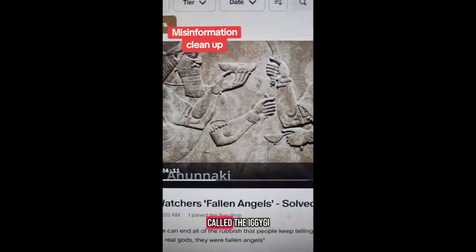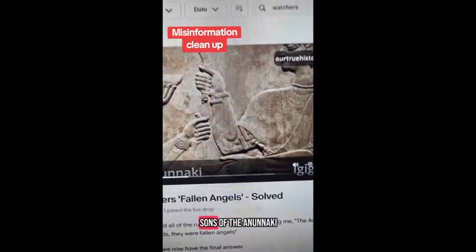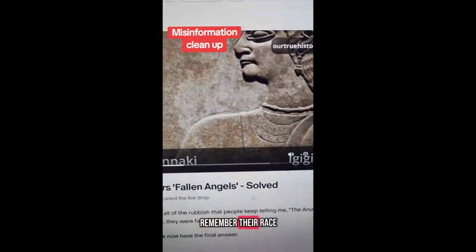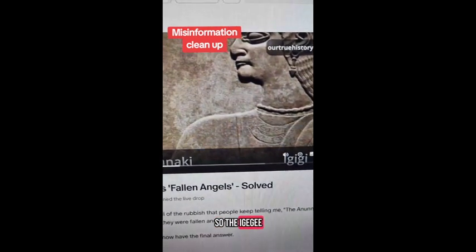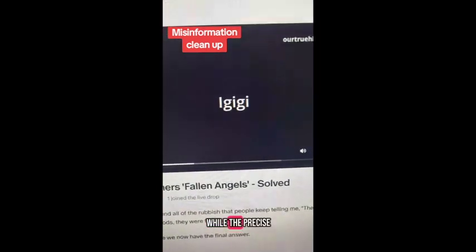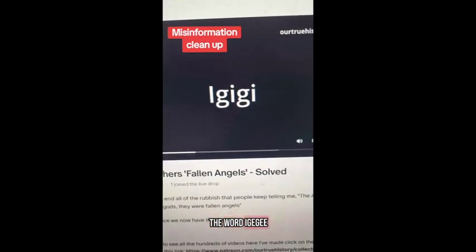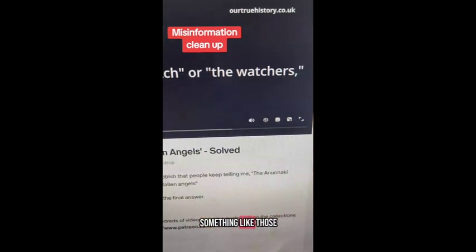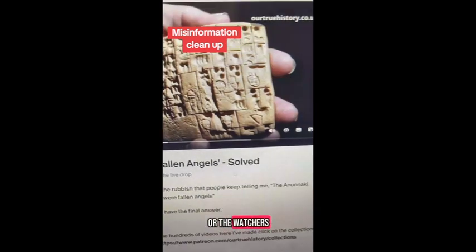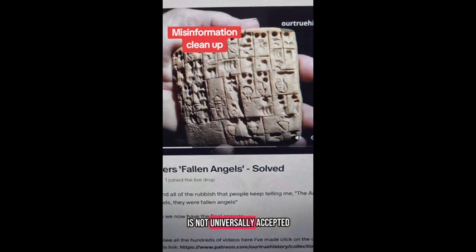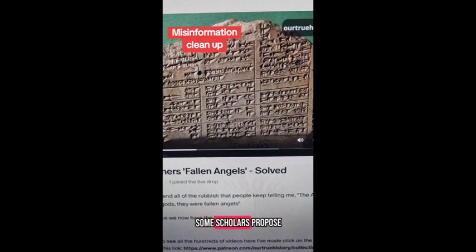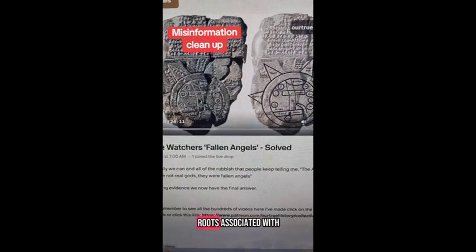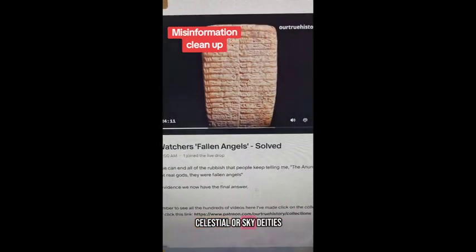The first group, called the Igigi, these were the sons of the Anunnaki. Anunnaki were the older gods. Remember, their race name is gods. So the Igigi were the younger ones. While the precise linguistic breakdown of the word Igigi is unclear, Igigi is typically thought to mean something like those who watch, or the watchers, though this translation is not universally accepted. Some scholars propose that the term could be derived from the Akkadian or Sumerian language roots associated with celestial or sky deities.